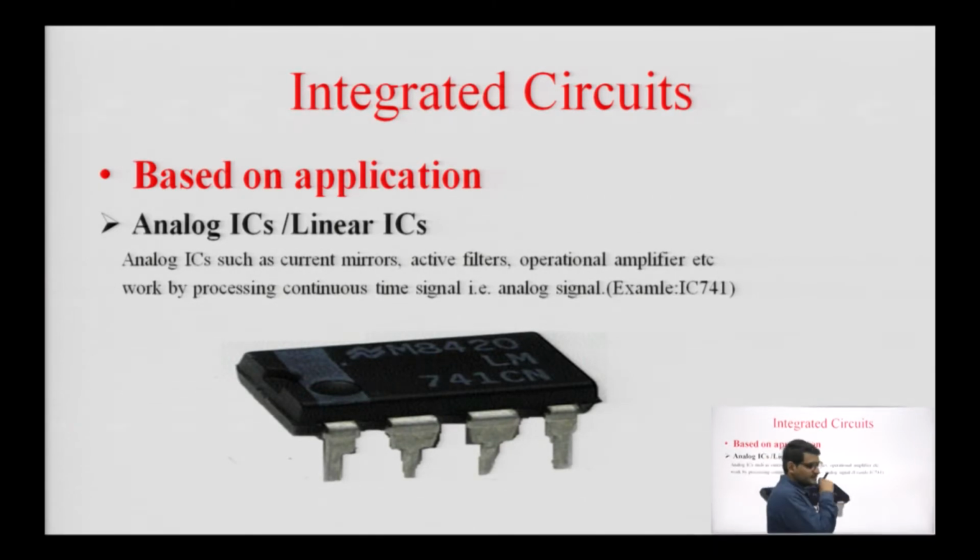Analog integrated circuits, such as current mirror, operational amplifier, emitter follower, modulator, are examples of analog integrated circuits. An analog integrated circuit is one that is processed by a continuous time signal, that is, the analog signal.